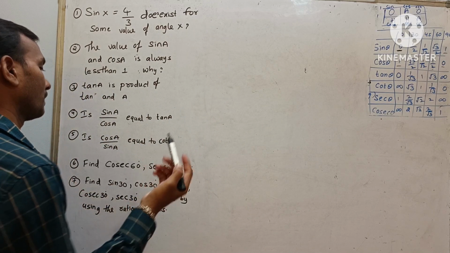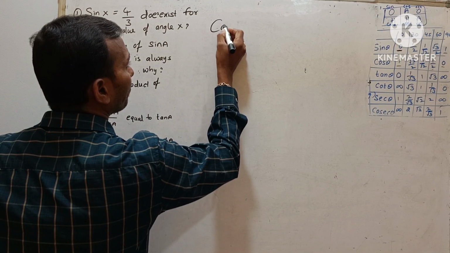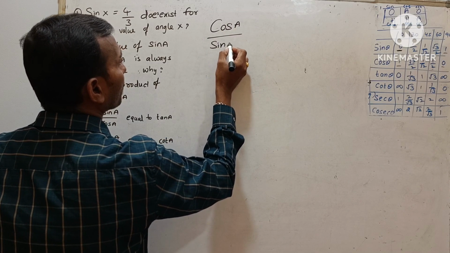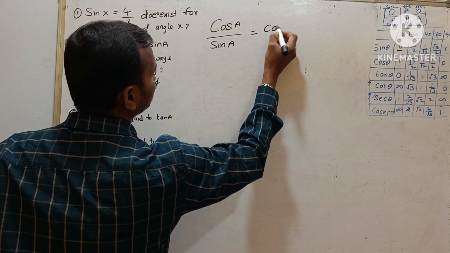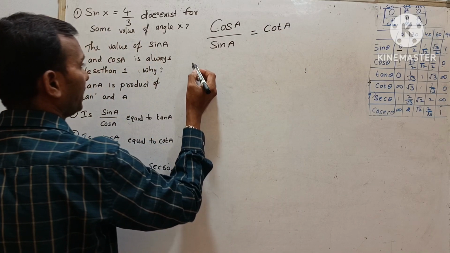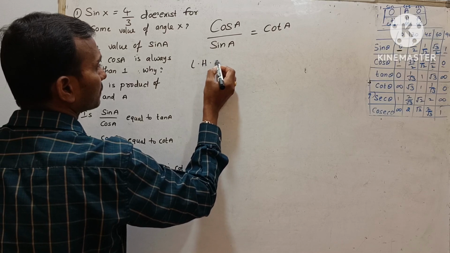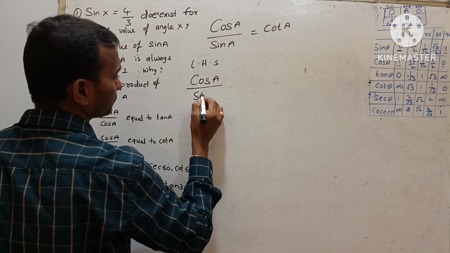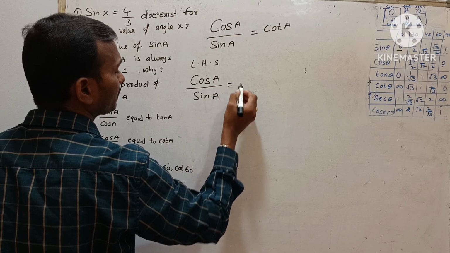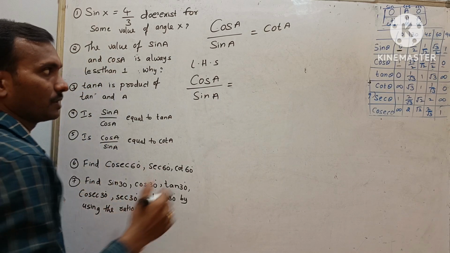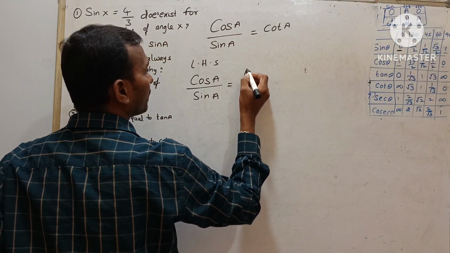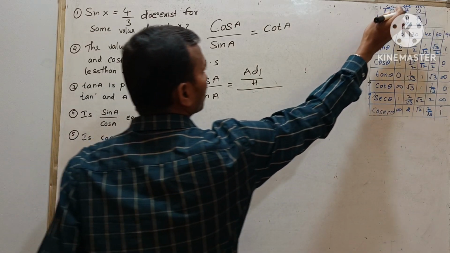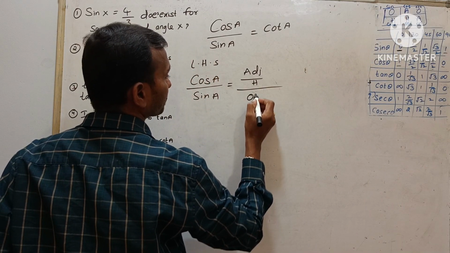Next question. Cos A by sin A is equal to cot A is the question. First, you take LHS. Cos A by sin A. So what is the meaning of cos from trigonometric ratios? We know that cos is nothing but adjacent by hypotenuse. What is sin? Opposite by hypotenuse.